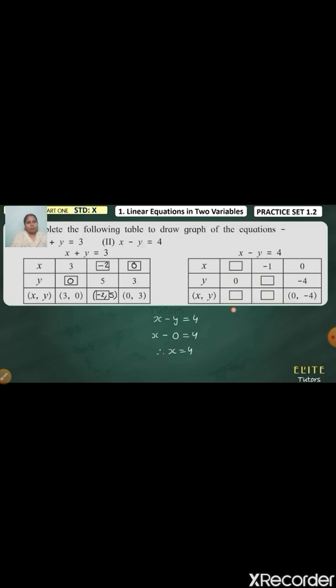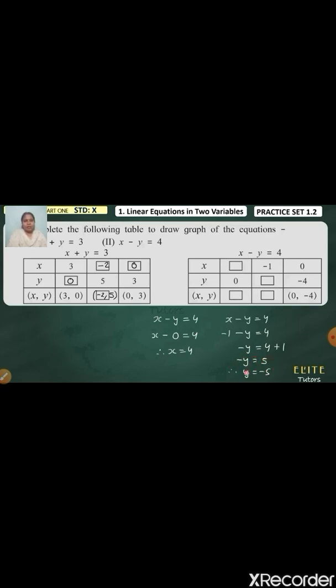Take the second value. x is given as minus 1. So take the equation x minus y is equal to 4. Now x is equal to minus 1. Minus 1 minus y will be equal to 4. Therefore, minus y is equal to 4 plus 1. We don't want the value of the negative variable. So minus y is equal to 5. Let us shift that minus sign to the right hand side, as we want the value of y. So y will be equal to minus 5.